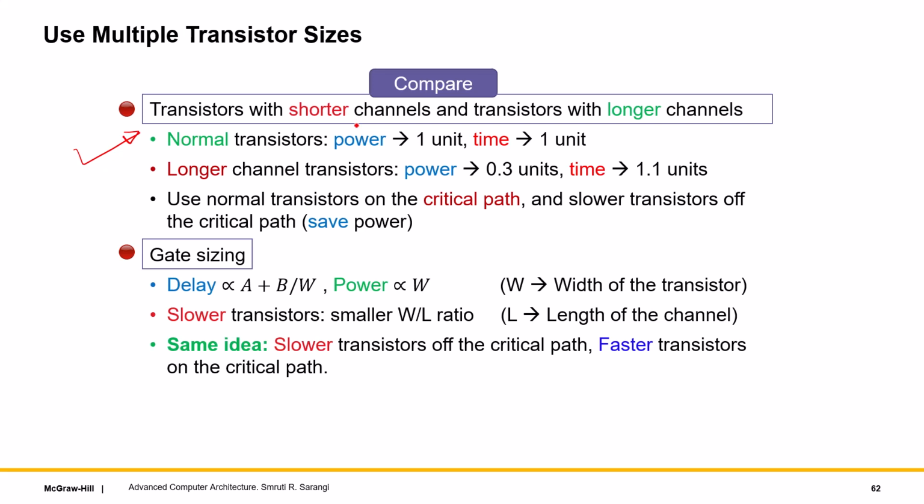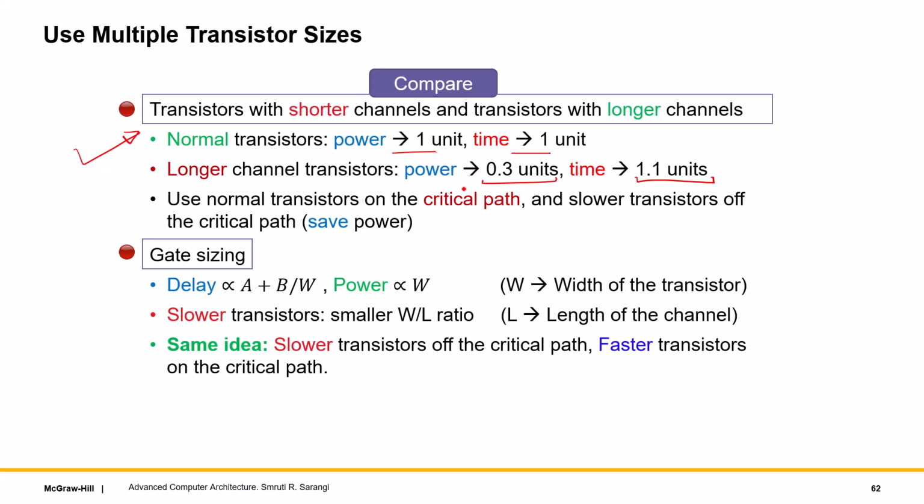Transistors that have shorter channels and transistors with longer channels, right? So if a normal transistor is a rule of thumb, it takes 1 unit of power and time is 1 unit. A long channel transistor clearly will be slower, but not very slow, right? So recall that, even for a small amount of performance, we can spend a lot of power. So essentially, it will be significantly more power efficient. Of course, this is for current day technology, 2021, 22. I'm not sure about the future.